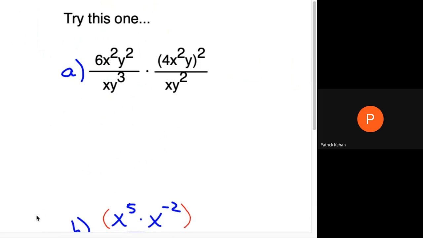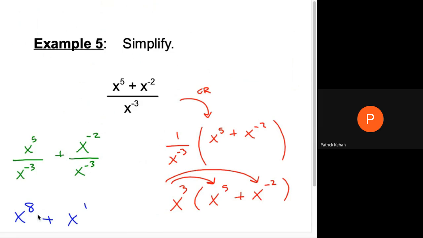And this is what we just did. And then I'll talk about these in a second.